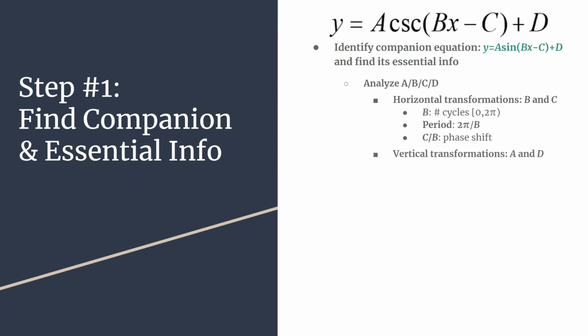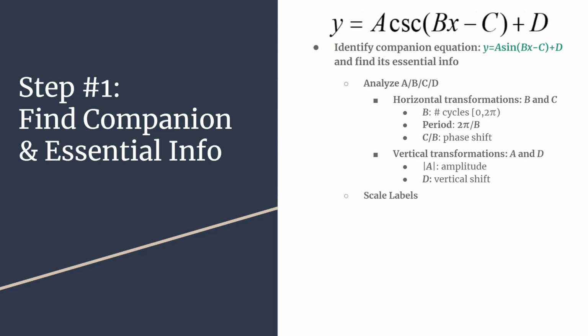All right, the vertical transformations are a and d, and if you take the absolute value of a, you'll get the amplitude of that companion sine function, which will help, we'll see in later steps, set the local maximums and the local minimums for the cosecant function. And d will give us our vertical shift.